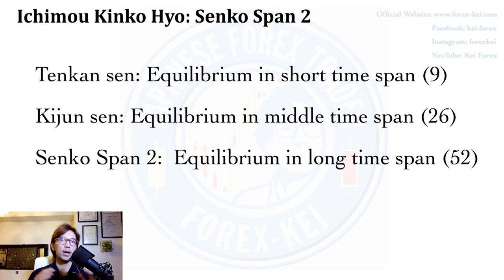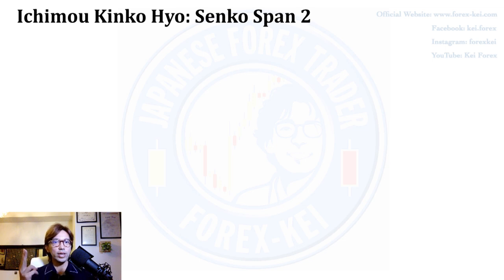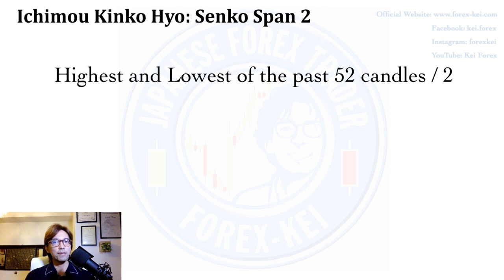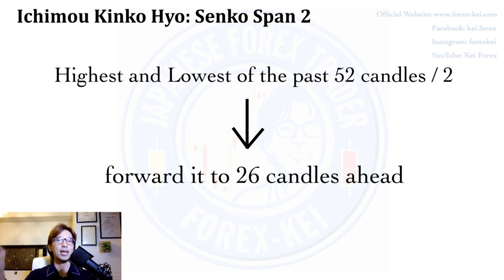And you will see by its calculation. I value calculation a lot for any indicator, because if you don't know it, then basically you don't know what it was created for. So Senko Span 2 is calculated like this. It's the half price of the past 52 candlestick time. You take the highest price and the lowest price of the past 52 days and divide it by 2 so that you get the middle point, the middle price level. Then you forward it to 26 candlestick time ahead.